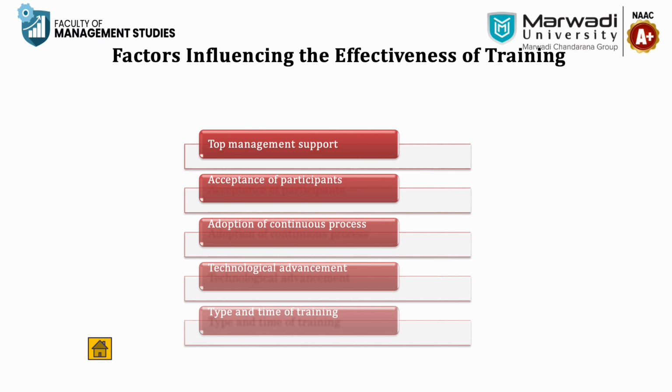And last one, type and time of training. There are many other factors which influence the effectiveness, but this is also very important. Like, type of training program. Again, the next topic is methods of training. Like in the beginning case also you saw, the Tesco case also you saw that they were offering on the job training and they were offering off the job training. So what type of training you are selecting to give to the candidate also influences the effectiveness of training.